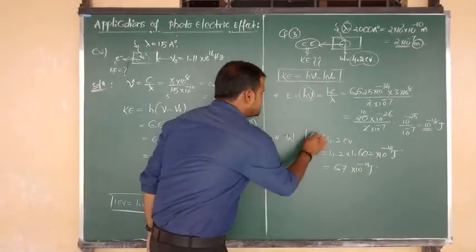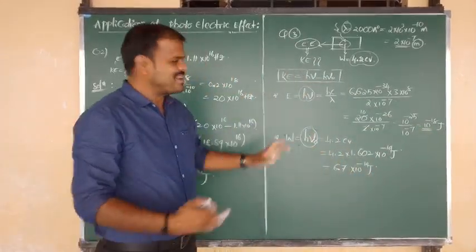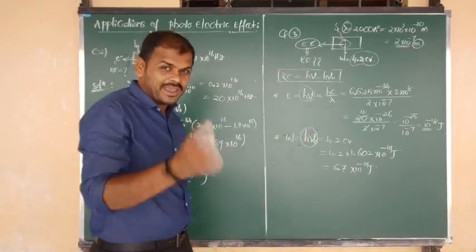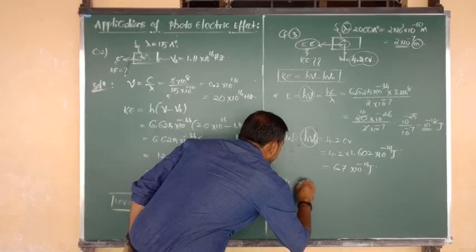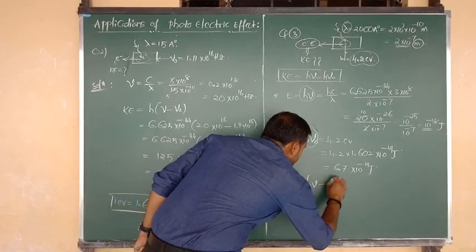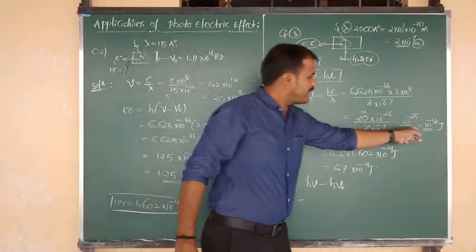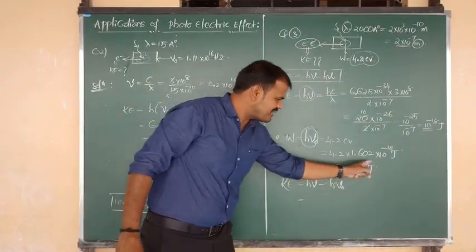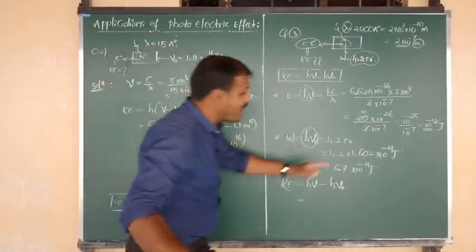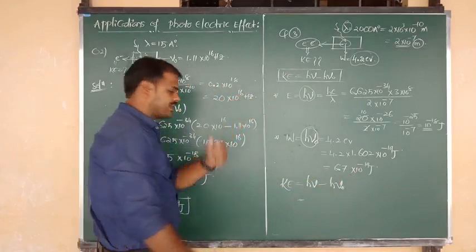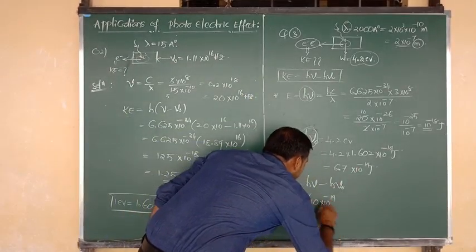This is the value of h nu. This is the value of h nu naught. Both are in joules. Now both the values have to be substituted in the above photoelectric equation. So the final answer: kinetic energy KE equals h nu minus h nu naught. What is the h nu? 10 to the power of minus 18. This is in the form of 10 to the power of minus 19. So 10 to the power of minus 18, that form I want to convert into 10 to the power of minus 19. Means we can write 10 into 10 to the power of minus 19.